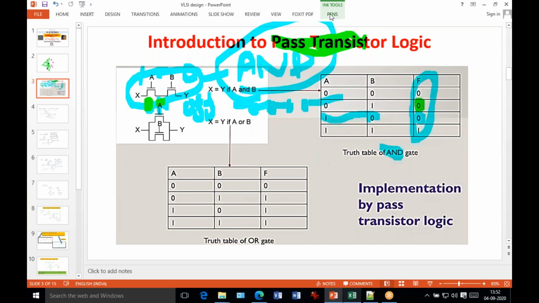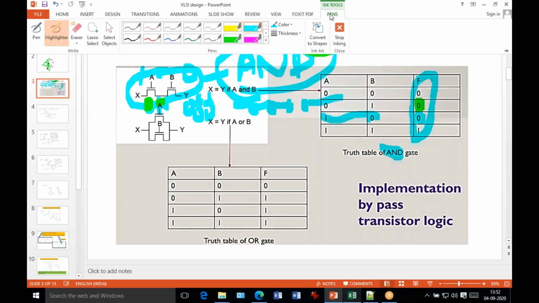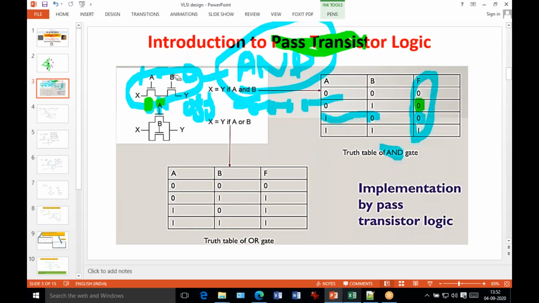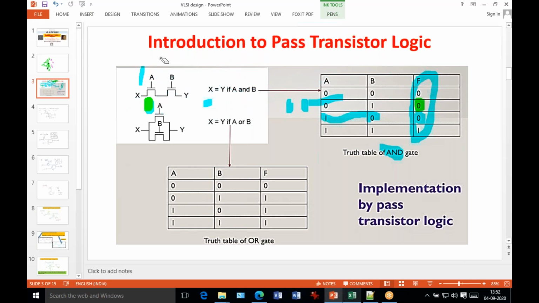Okay, so in pass transistor logic, the primary condition is that you are using only NMOS transistors. But in a CMOS inverter, you are using an equal number of transistors, one P type and one N type. That's why the name is complementary. Okay, so that you already know very well.